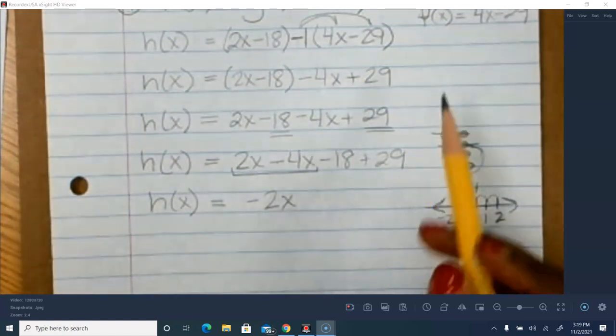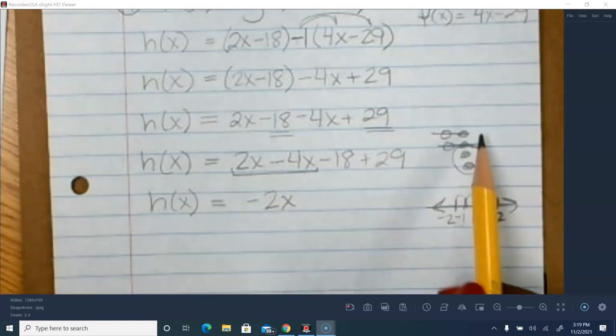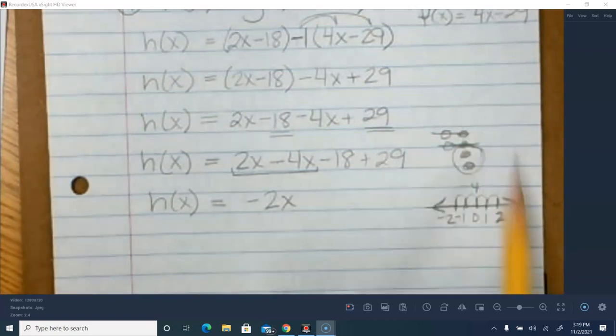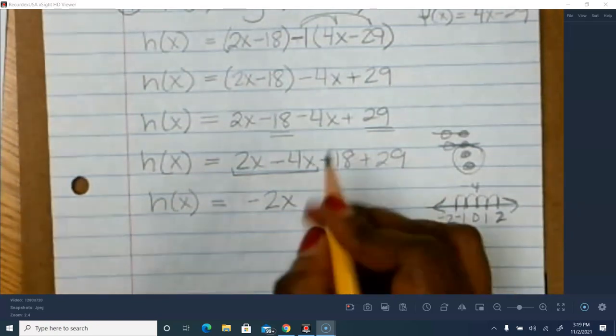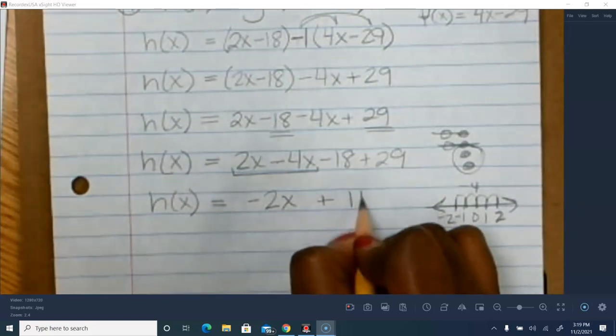Now, let's think of it again. I have 18 negatives, and 29 positives. So if I have 18 negatives and 29 positives, then I have more positives than negatives. I'm going to end up with 18 zero pairs, and that's going to leave me with a positive 11.